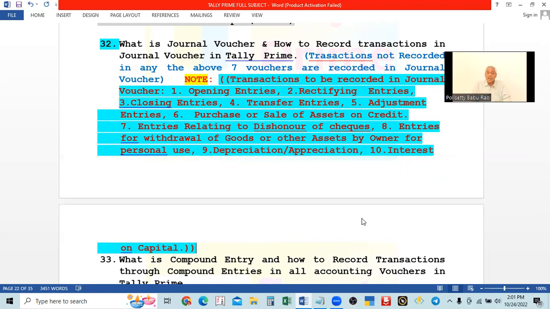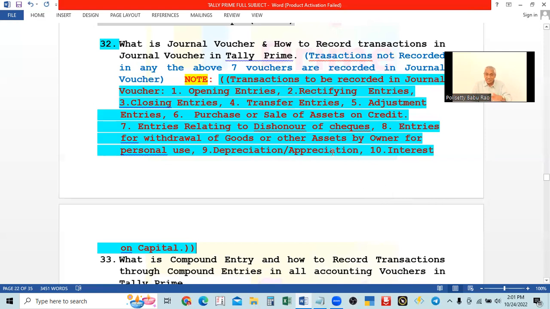In the case of receipt and payment vouchers, either cash or bank is involved. We receive either cash or through bank, and we pay either cash or through bank. So in receipt or payment vouchers, only cash or bank will be involved. But in the case of the contra voucher, both cash and bank are involved: cash to bank, bank to cash, bank to bank, cash to cash.